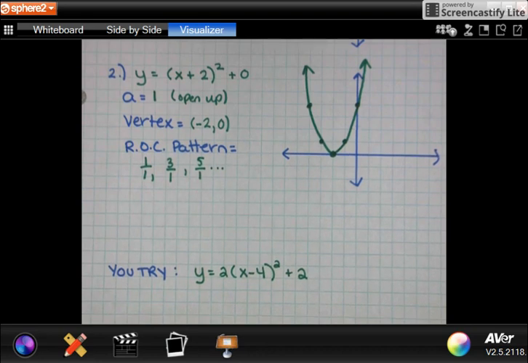Please bring these graphs to class tomorrow so we can talk a little bit more about each one. Also, feel free to write down any questions that you have or anything that you're still kind of confused on, and we'll make sure that we go over those tomorrow.